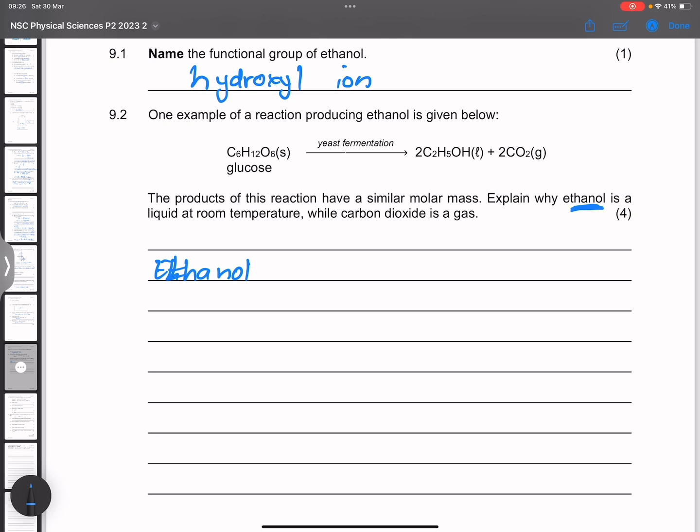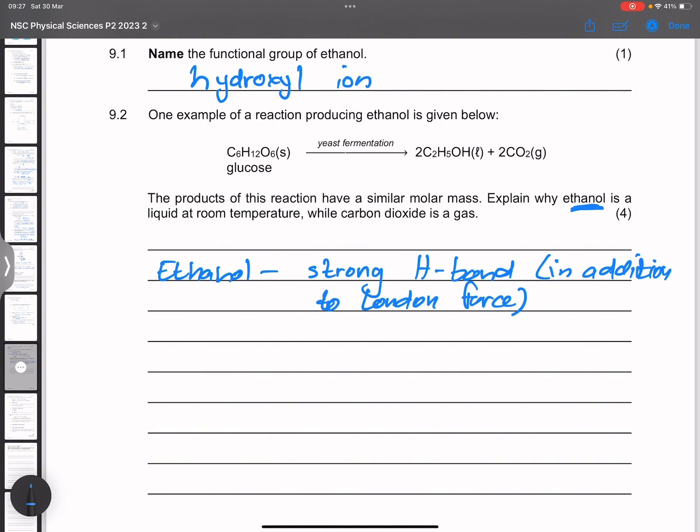Well, you can also specify in addition to the London forces, right? So ethanol has strong hydrogen bonds. Okay, has strong hydrogen bonds. I'll just shorten this: H bonds, you can say in addition to London forces, while carbon dioxide just simply has weak London forces, right? Has weak London forces.